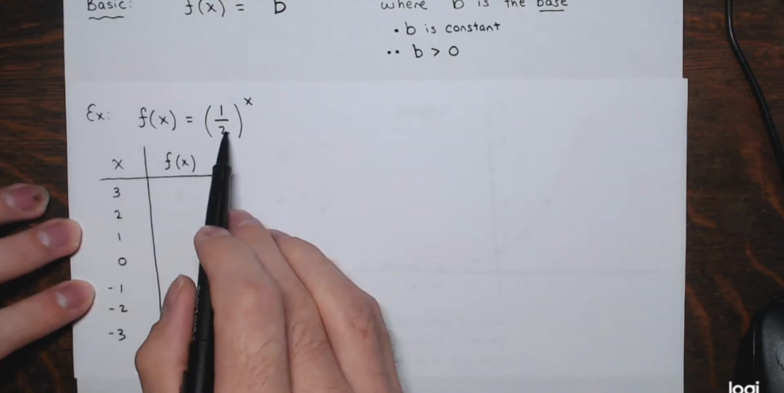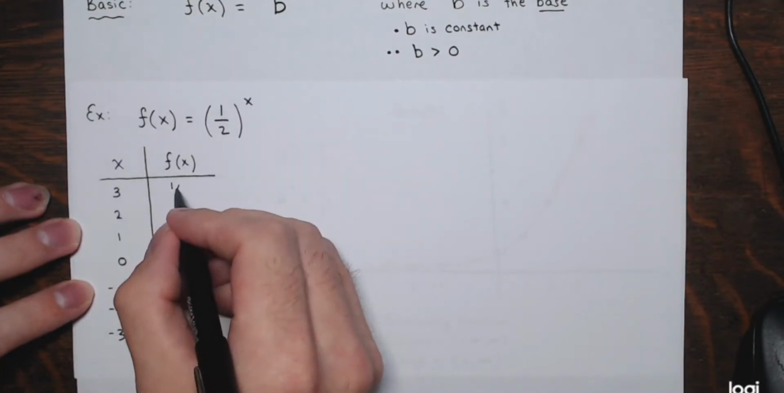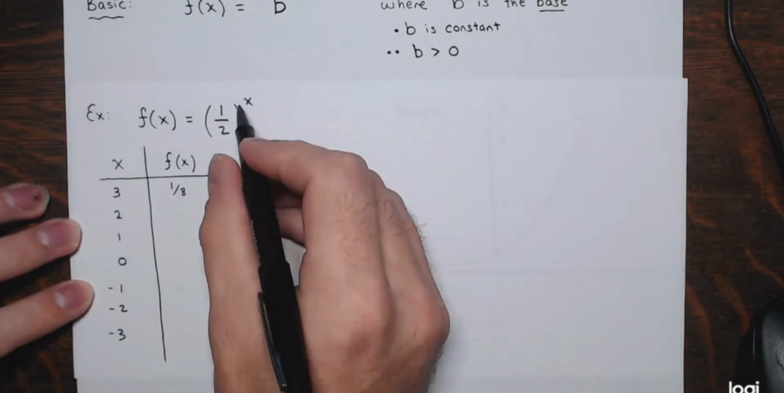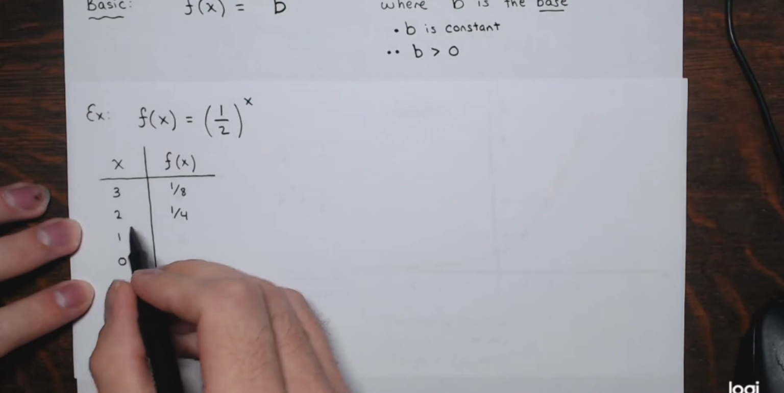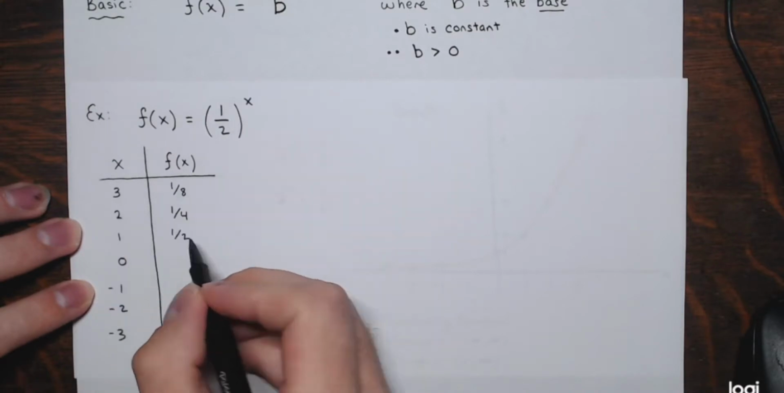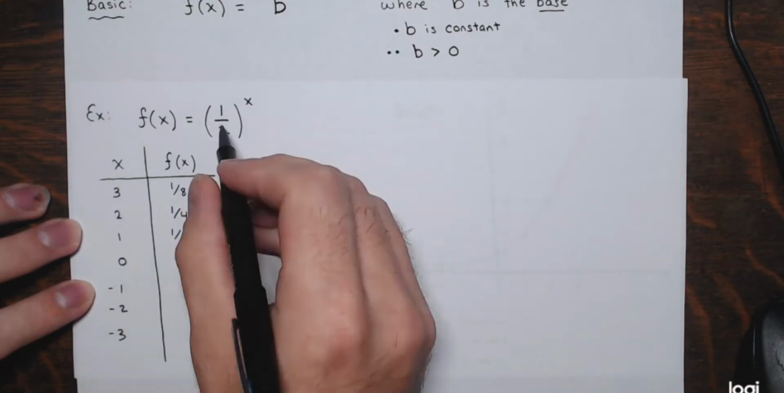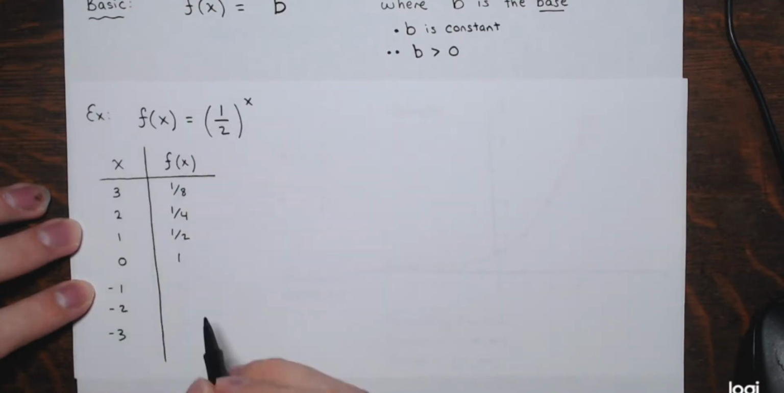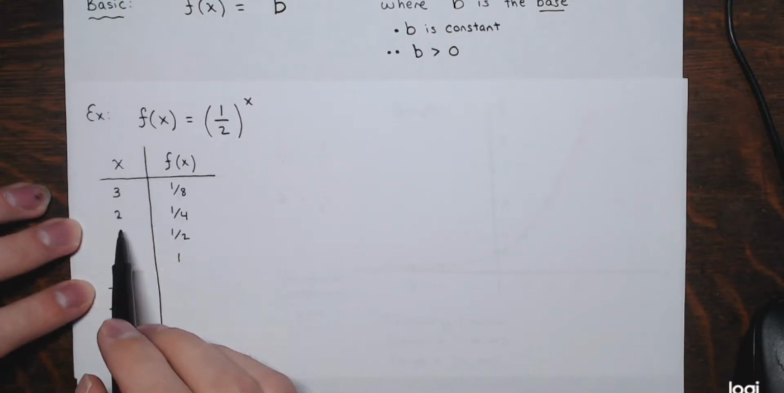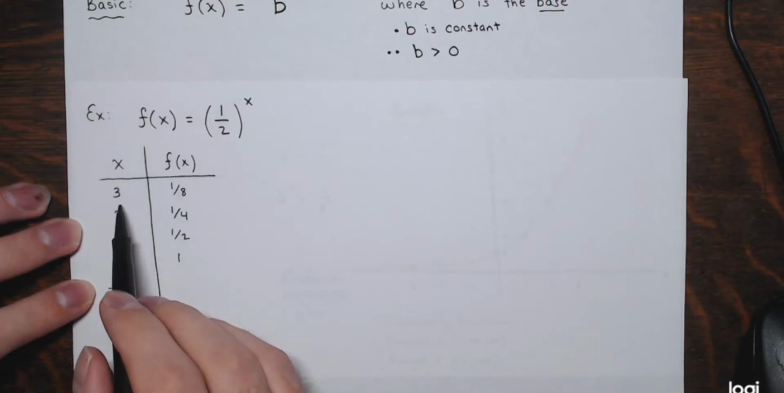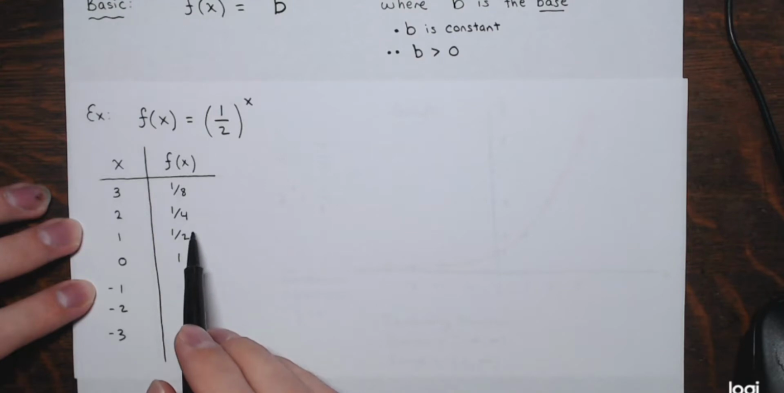Now, what's 1/2 to the third power? That'd be a half times a half times a half. That would be 1/8. And then 1/2 squared would be a half times a half. That's 1/4. A half to the first power would just be a half. And then remember, any number that's not 0 raised to the 0 power is 1, so 1/2 to the 0 power is 1. So look at what happens here. Every time I decrease the input by 1 unit, the output gets doubled. Times 2, times 2, times 2.